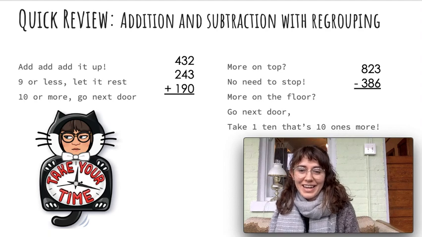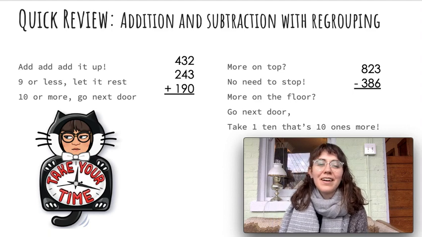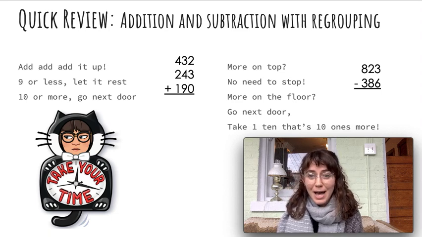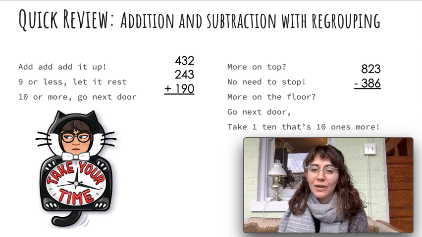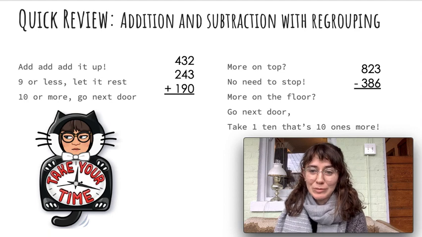Add, add it up. 9 or less, let it rest. 10 or more, go next door. Then for subtraction, we say more on the top, no need to stop. More on the floor, go next door. Take 1 ten, that's 10 ones more.